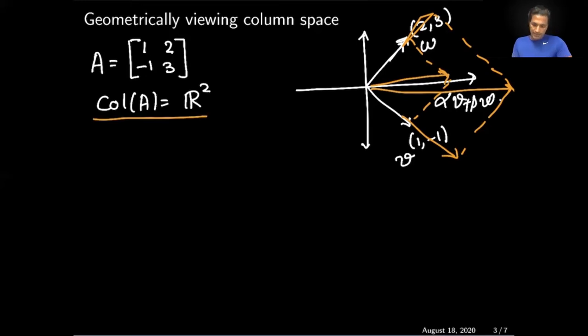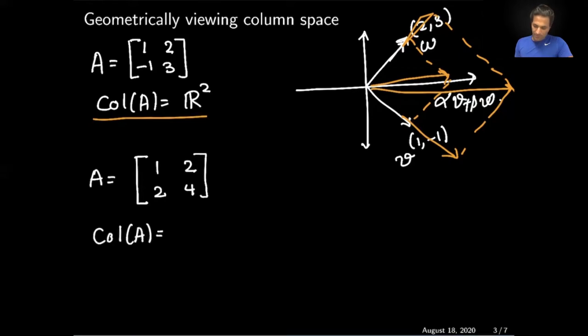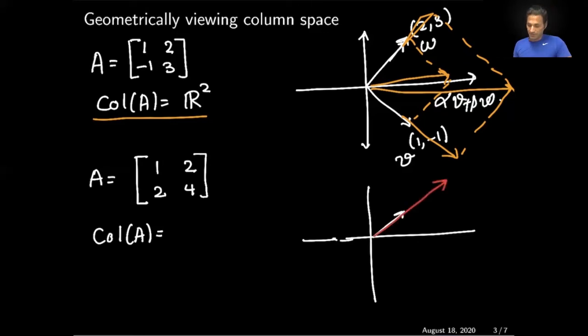Now let's take another example. Suppose I have this matrix [1, 2; 2, 4]. Now let's look at how the column space of this matrix looks geometrically. If I draw the vector (1, 2) here, and then the vector (2, 4) goes in the same direction, but it is double in magnitude. So this vector is (2, 4).